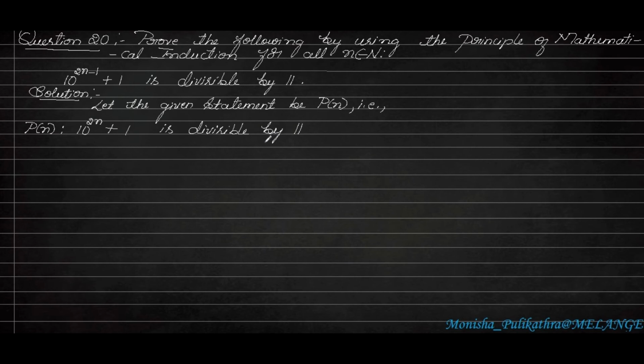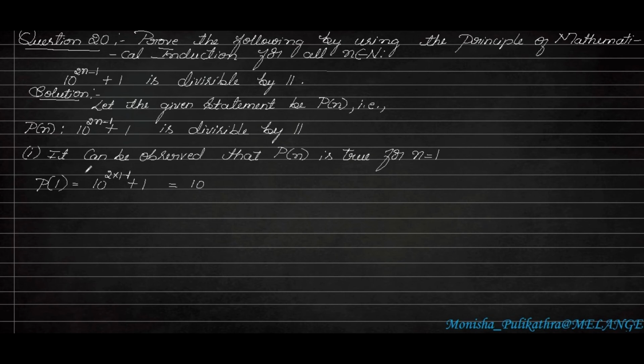As usual, we first take the case n equal to 1. It can be observed that we first have to check whether P of n is true for n equal to 1. So for that we take 1 in the place of n. P of 1 is 10 to the power of 2 into 1, with n replaced by 1. Here, 10 to the power of 2n minus 1 is there, and a plus 1 at the end.